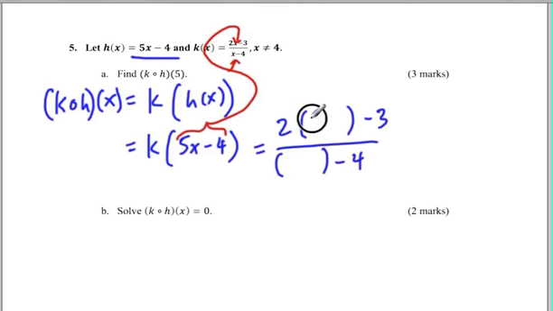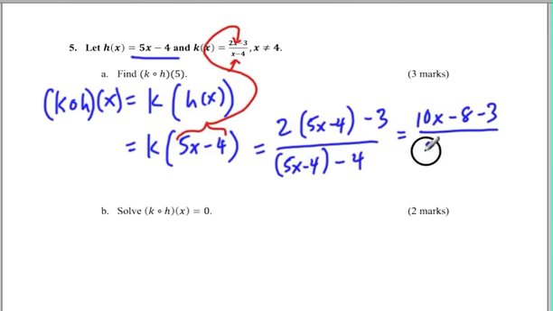And what is that something? It's 5x minus 4. And this is also 5x minus 4. So it's equal to 10x minus 8, 10x minus 8 minus 3, all over 5x minus 8. If I simplify, this is going to be 10x minus 11 over 5x minus 8.